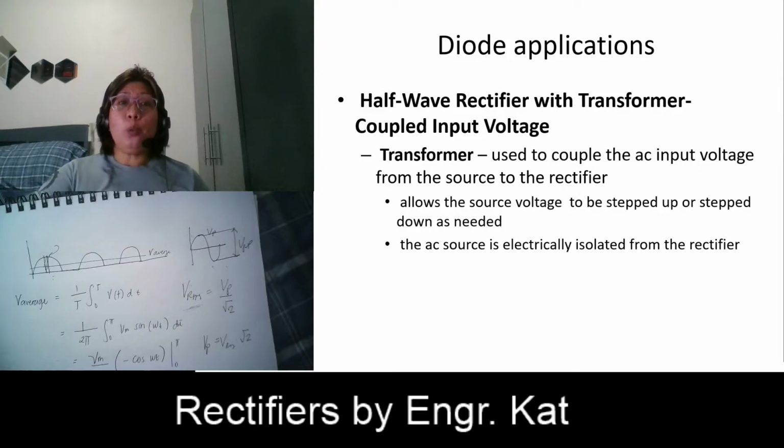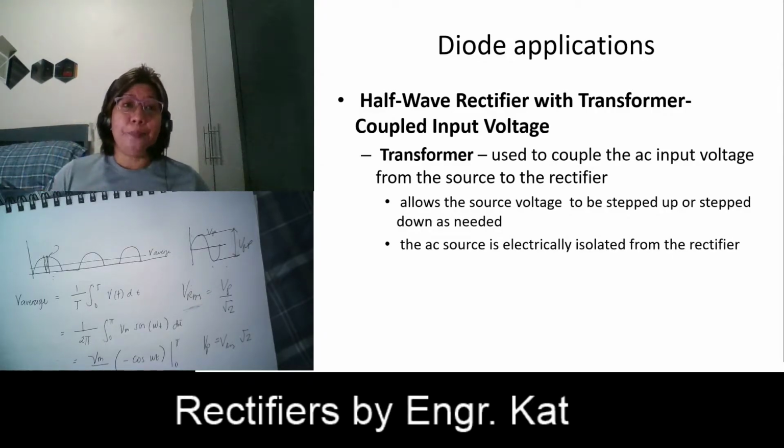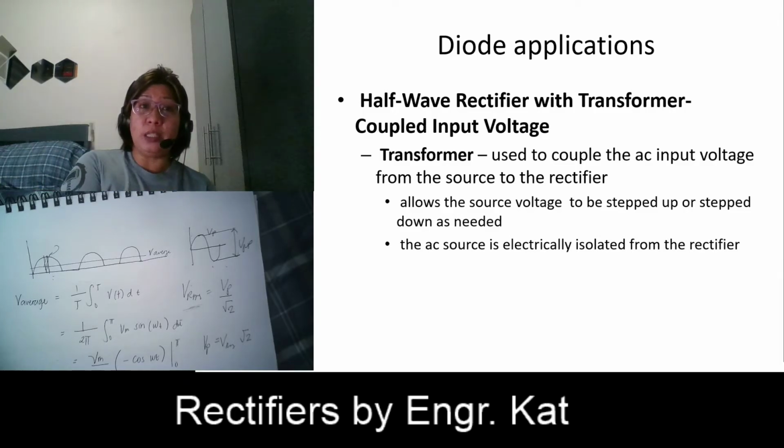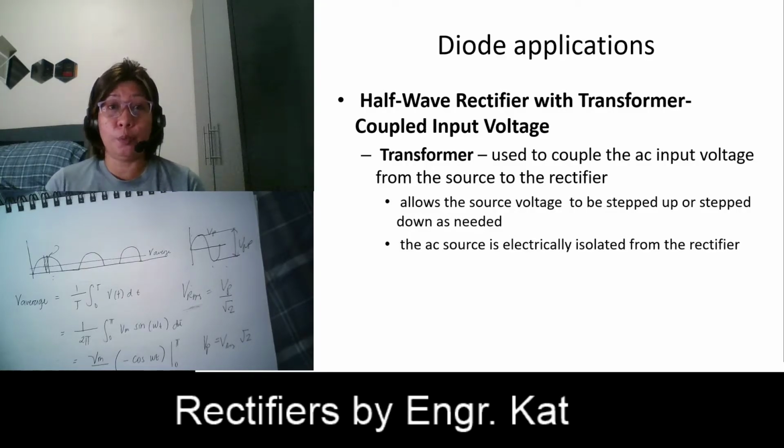So usually, we do not connect your input signal directly to your rectifier circuit. In practice, for safety purposes and for isolation purposes, we make use of a transformer to couple your circuit to the AC source. So we have here a half-wave rectifier with transformer coupled input voltage.